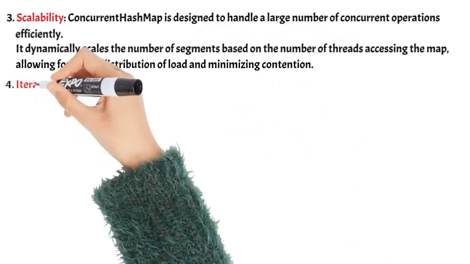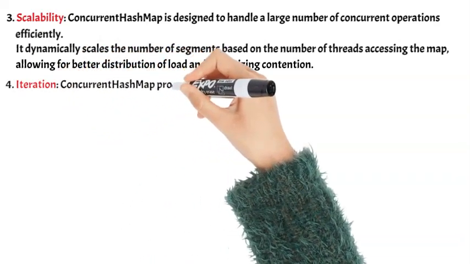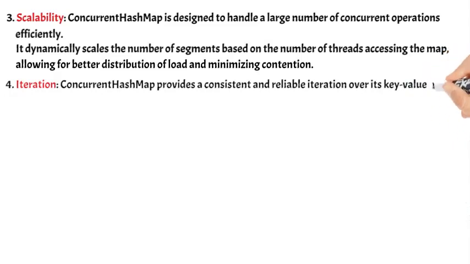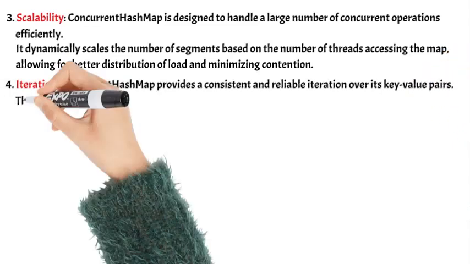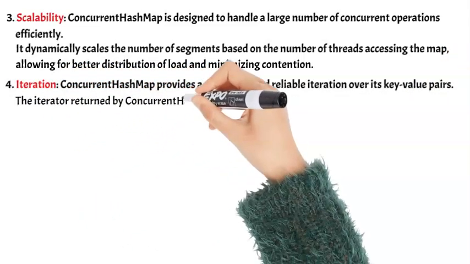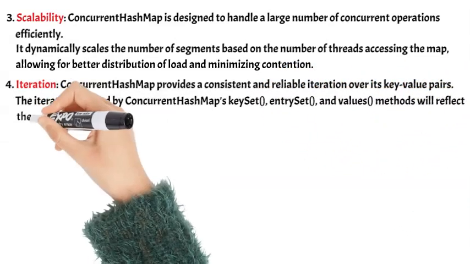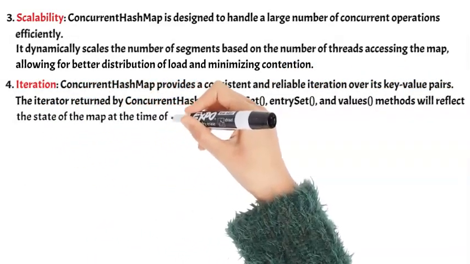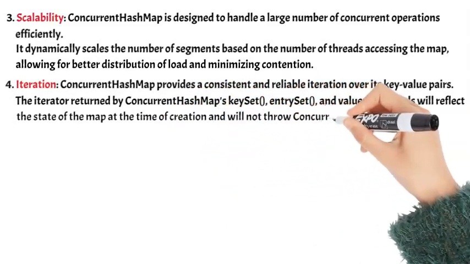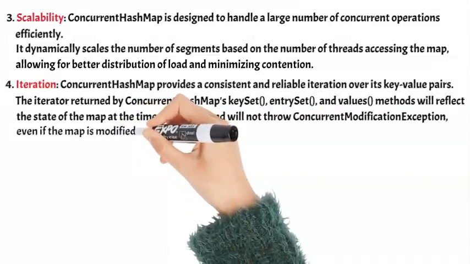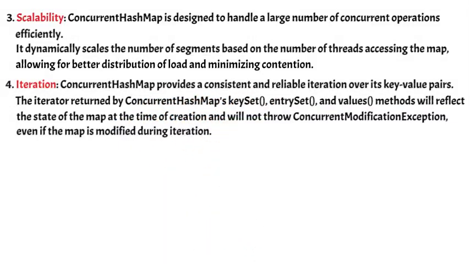4. Iteration. ConcurrentHashMap provides a consistent and reliable iteration over its key-value pairs. The iterator returned by ConcurrentHashMap's keySet, entrySet, and values methods will reflect the state of the map at the time of creation and will not throw ConcurrentModificationException, even if the map is modified during iteration.